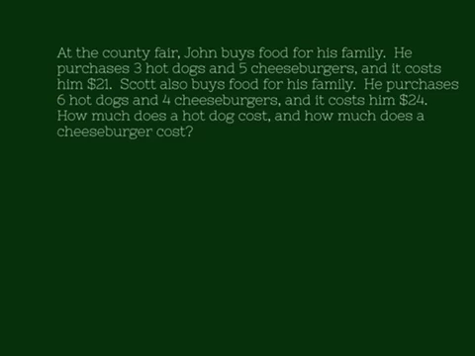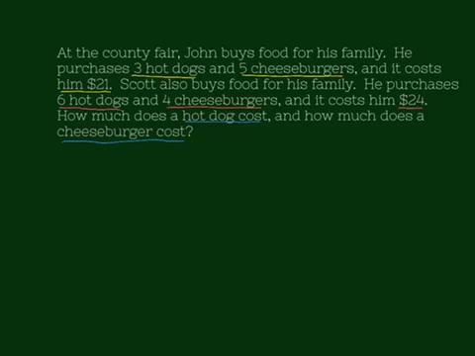In our first example, it says, at the county fair, John buys food for his family. He purchases 3 hot dogs and 5 cheeseburgers, and it costs him $21. Scott also buys food for his family. He purchases 6 hot dogs, 4 cheeseburgers, and it cost him $24. We want to know how much does a hot dog cost, so we don't know that, and how much does a cheeseburger cost, so we also don't know that.